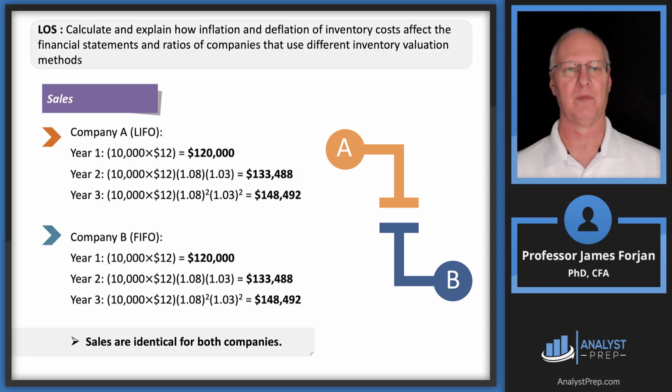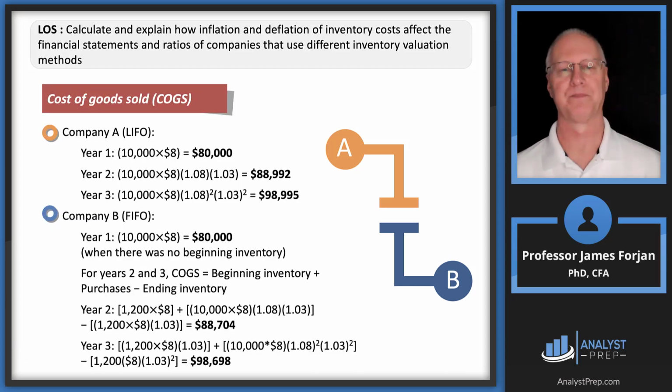Now, sales under both LIFO and FIFO, this is not going to have any impact. I've said that multiple times, so let's go ahead and say something like, okay, what we're doing is we're selling the 10,000 at the $12 every year. $12 during that first year, and then we sell 8% more, so we need to multiply by 1.08, and then the rate of inflation is 3%, so we need to multiply that by 1.03. So that gets us up to the 133 and the 148, and of course this is identical for both companies.